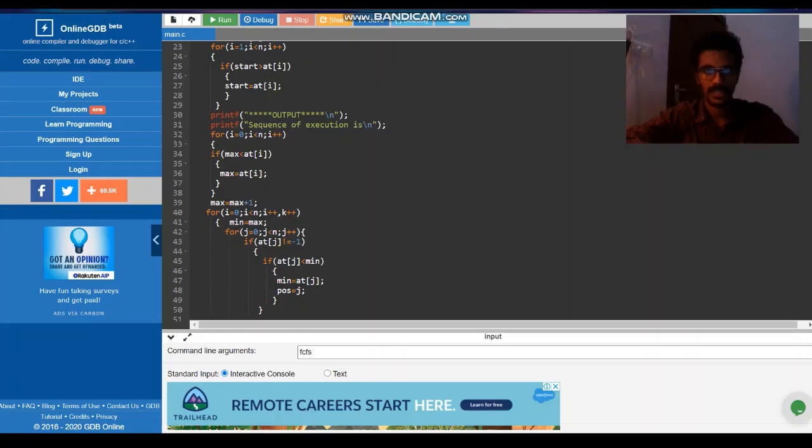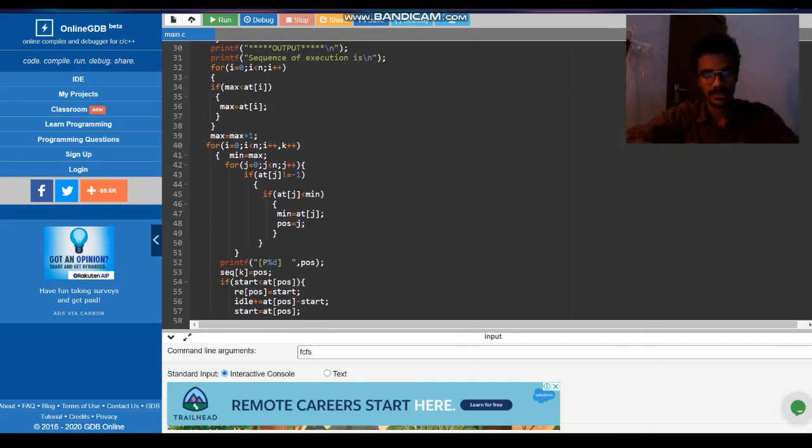And then print the output, printf sequence of execution. So when the arrival time and the burst time are taken, now it goes with execution. I open a for loop, i equal to 0, i less than n, i plus plus. It opens if max is less than AT of i, that means max is equal to AT of i. And if not, close the brackets, max is equal to max plus 1. Execution comes with a for loop, i equal to 0, i less than n, i plus plus, and k plus plus, and min is equal to max.